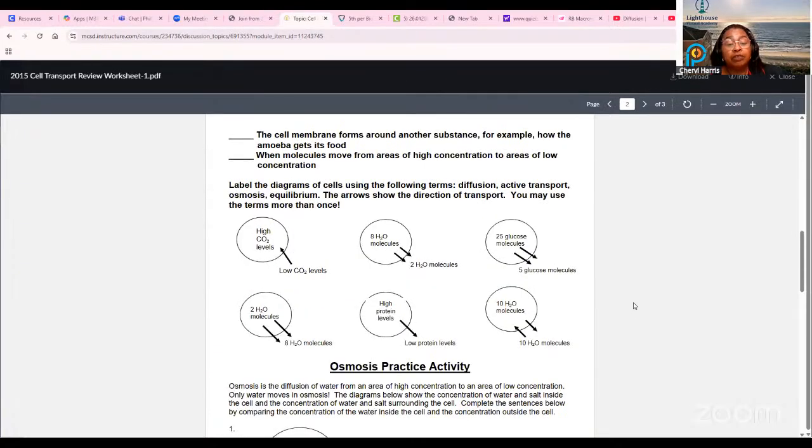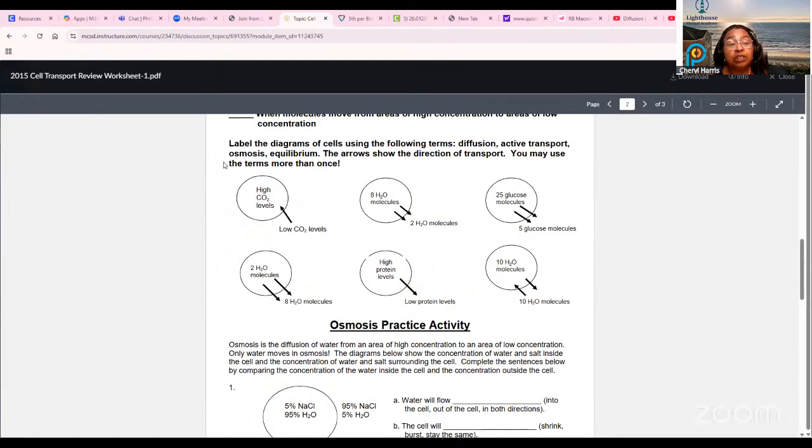All right. This one is what they were just talking about. Glucose, remember that's our macromolecule, sugar molecule. So it's going to be bigger than our regular water molecules. And notice the arrows are telling you which way the molecules are moving.